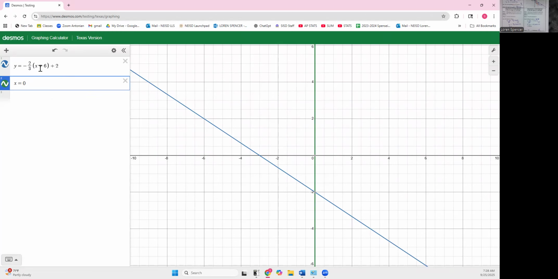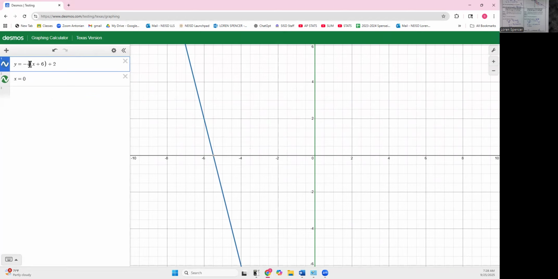So we have y equals negative 4. Then we have x plus 1. And then we had to put a plus 7 on the end. And we end up getting our graph. And we see that they cross right here at 0, 3. So 0, 3 is my y-intercept.